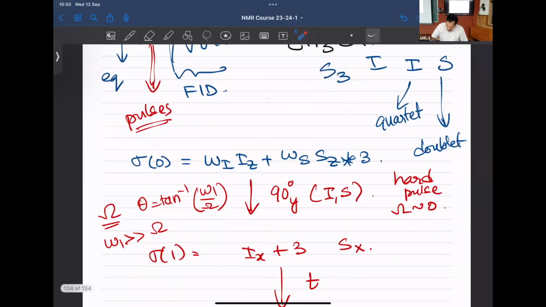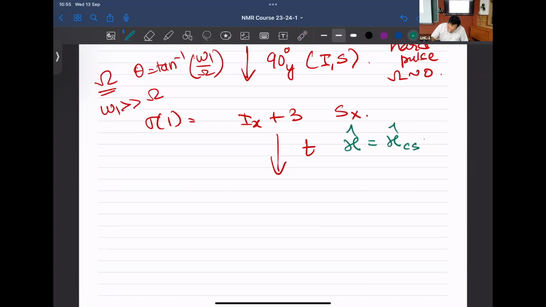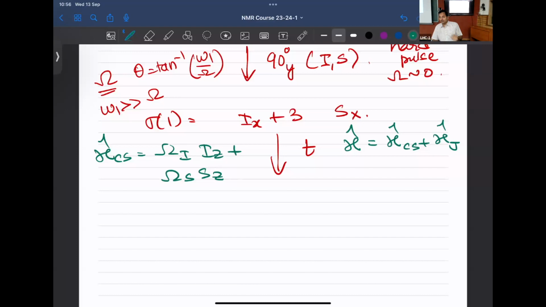When the B0 remains, what is the Hamiltonian at this time? The Hamiltonian is going to be the sum of the chemical shift and the scalar coupling, right? Where the chemical shift Hamiltonian, now that we went to the rotating frame, is capital omega I Iz plus capital omega S Sz. Here 3 will not come. This is a Hamiltonian. This is not based on how many spins there are. This is what the interaction is. Very simple. Correct? And let's take for example a weak coupling Hamiltonian, where it's going to be pi J times 2 Iz Sz.